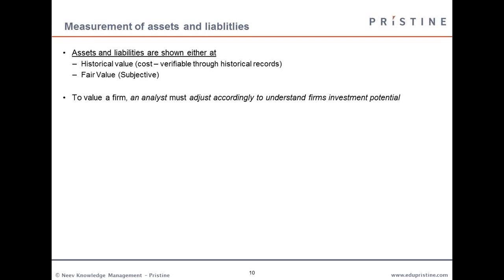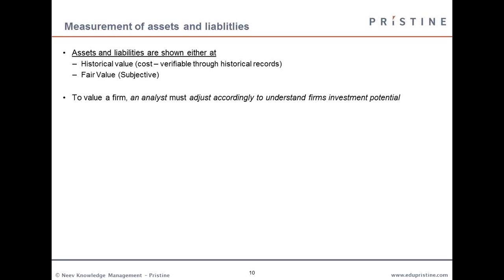The measurement of assets and liabilities is done in two ways. One is they are shown as per the historical value. Say the cost at which, let's take an example of a land. Suppose you bought it at $1,000, say, or $1 lakh, and that is the cost that you put up in the balance sheet in one method.